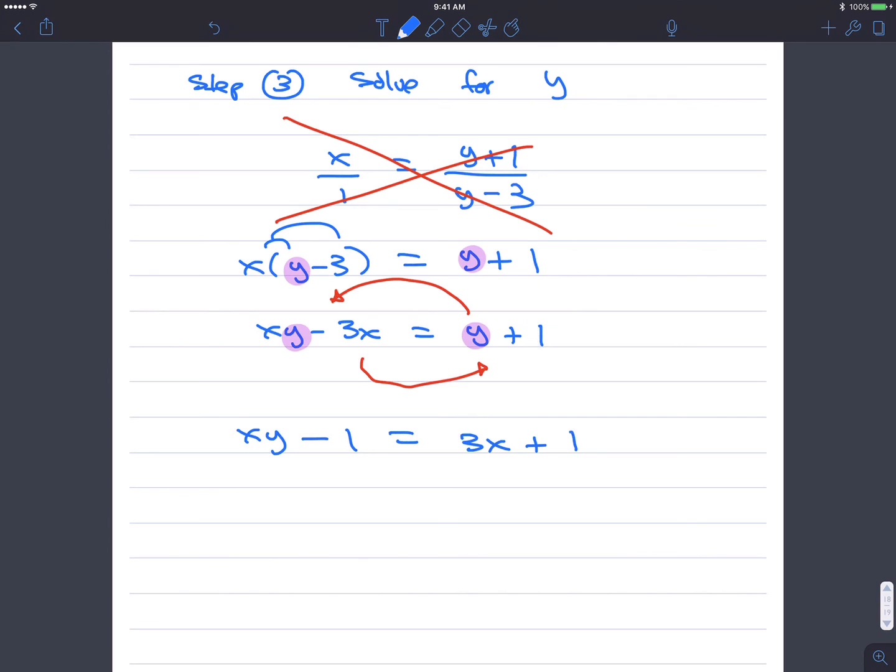Is that true? Wait, what happened to the y? Let's see. xy didn't move, so it's on the left. The 1 didn't move, it's on the right. Oh, that's not 1. That's y. Thank you. Wow. You guys okay with that? We translated. We're using all our algebra skills. We're not done. We're almost there. What are we solving for again? y. Okay.